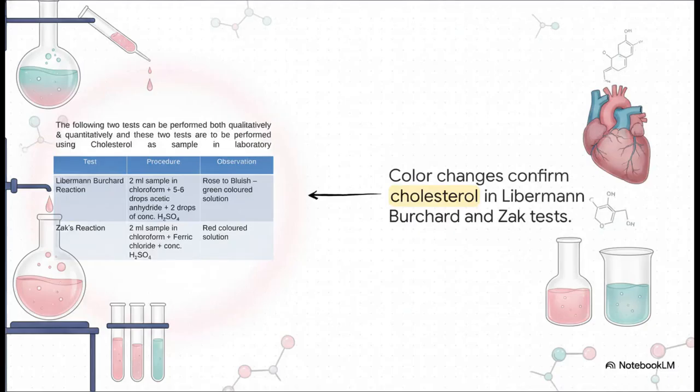We can also perform highly specific qualitative color tests. If we're on the hunt for cholesterol, the Libermann-Burchard reaction is an absolute favorite. By adding acetic anhydride and a few drops of sulfuric acid to a chloroform extract, a successful test yields a striking rose to bluish-green solution. These dramatic color changes, that's the biochemical proof that our extraction actually worked.